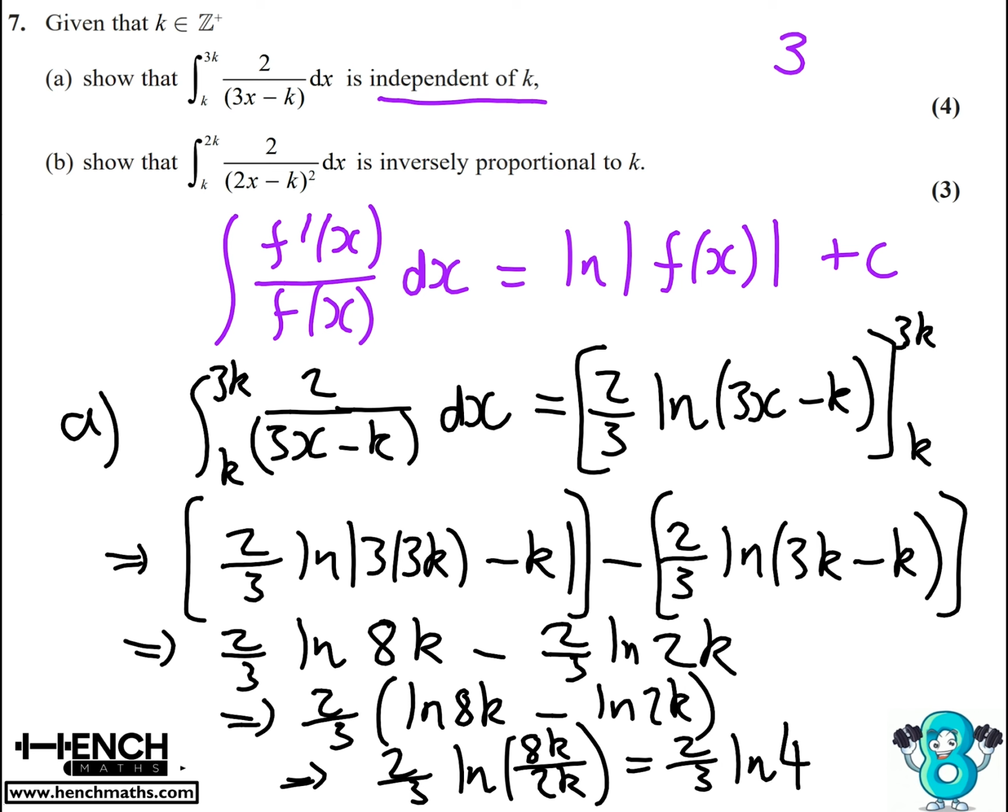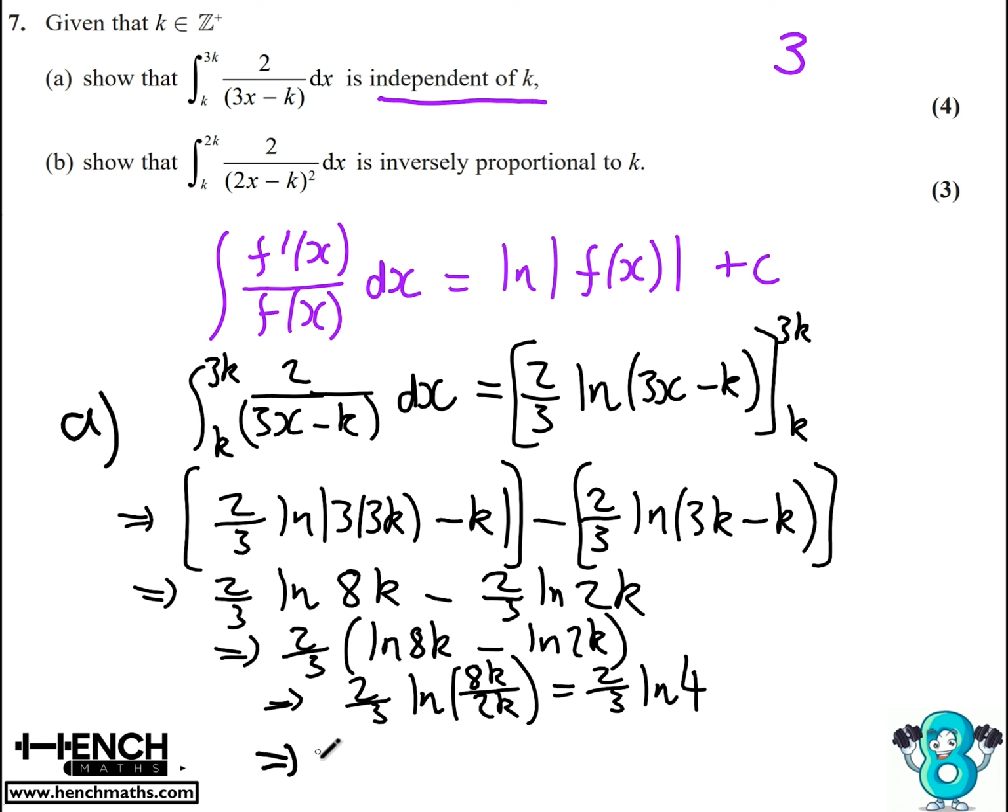Notice that our k has disappeared. It's gone. Our answer is independent of k. So this shows us our solution is independent of k.